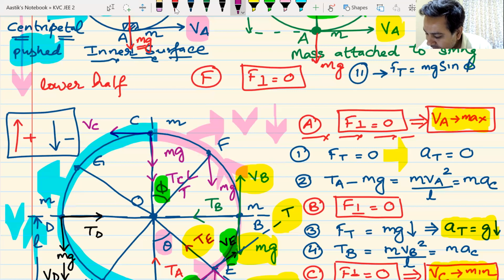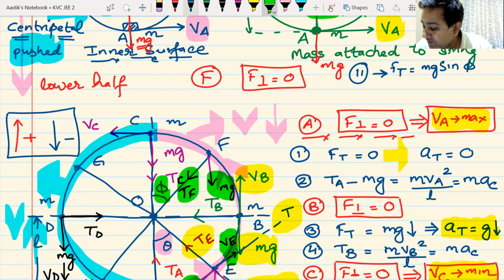TF is going like this. I hope everyone sees it. I will color them with green so that everyone can see. Oops, what has happened? Wrong color. Did not come. I will color them by green. Mg and TF come like this.